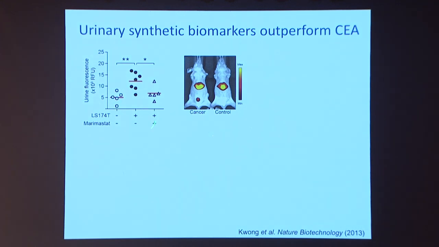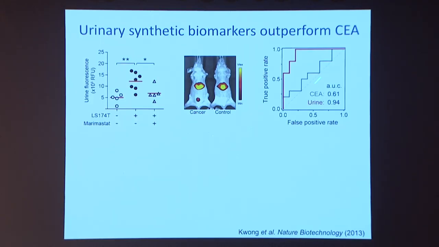So we took the high secretor, we made xenografts, animals out of it. So here's an animal with xenograft colorectal tumors in it, and an MMP9 sensor. And again, you can see here that trick, the bladder is lighting up right away. You can see urinary fluorescence increasing. And if you inhibit the MMPs with an inhibitor, this is inhibited. So we could see that we could detect tumors of this particular size, 1 centimeter, in this animal.